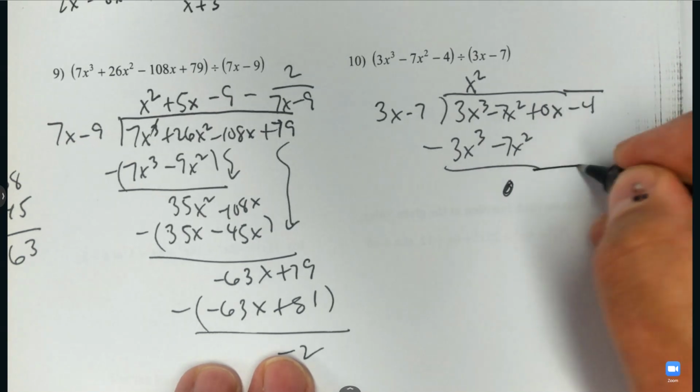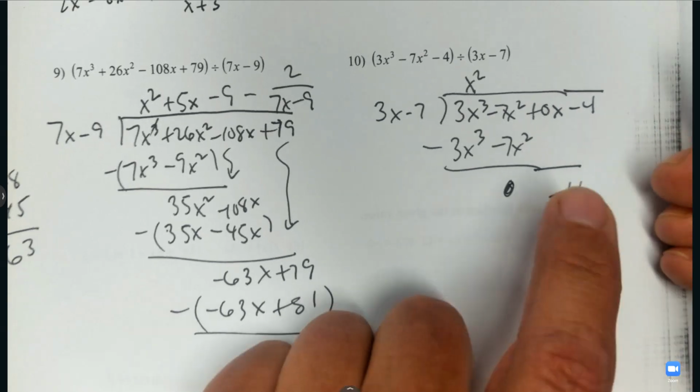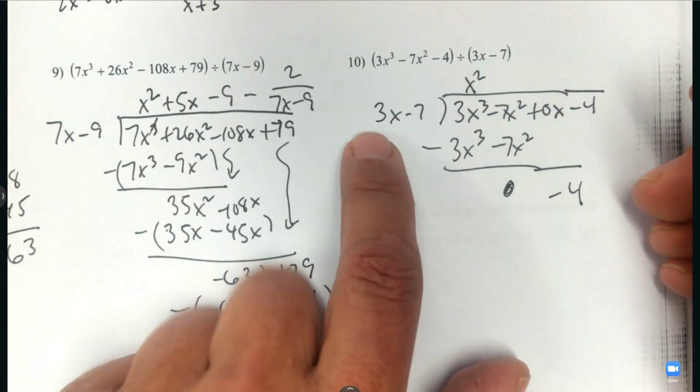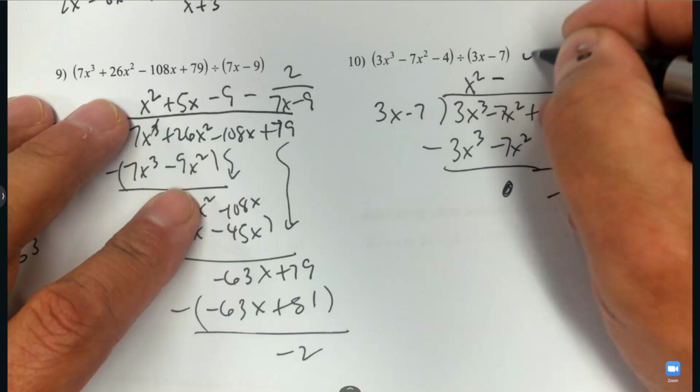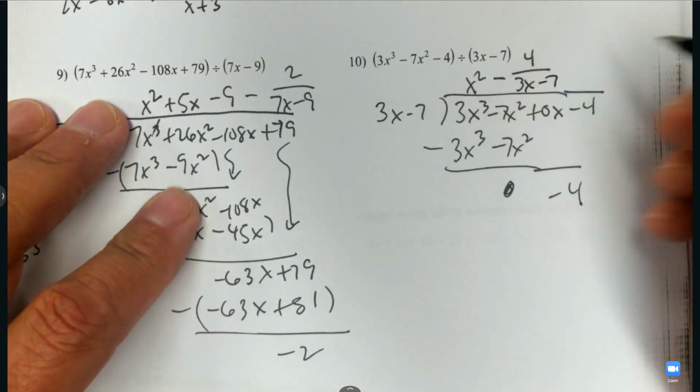So really the remainder here at the end is just this. When your remainder is less powerful than what you're dividing by, that's your remainder. So that's minus 4 over 3x minus 7, and it's done.